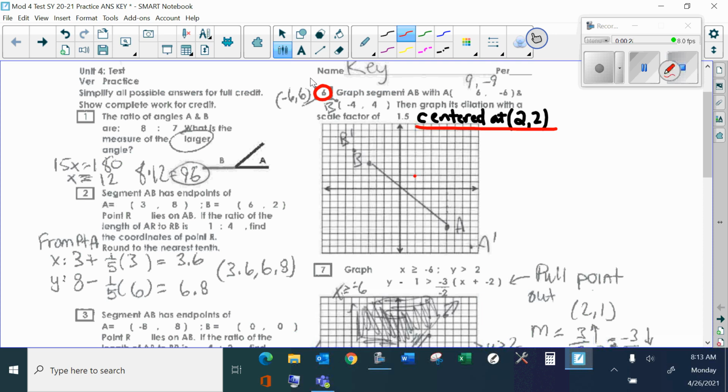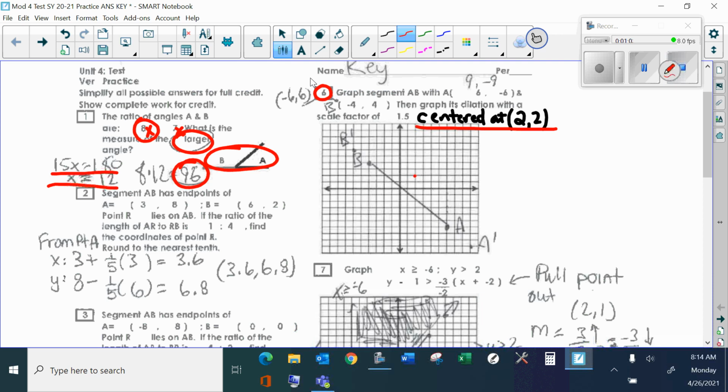Number 1, the ratio of angles A and B is 8 to 7. What's the measure of the larger angle? Well, we see a linear pair here. All linear pairs are supplementary, which means they add to 180. We put an x behind our ratios, so you have 8x plus 7x is 15x equals 180. Divide by 15 on both sides, and you get x equals 12. Then I need to find the larger angle. That's going to be 8 times 12, which is 96. And there's your answer.